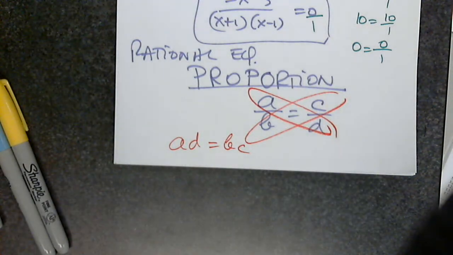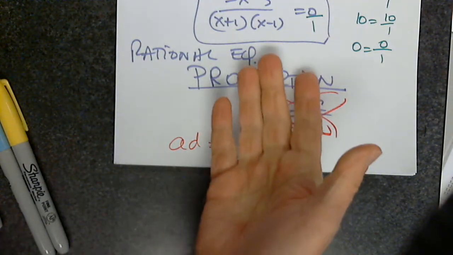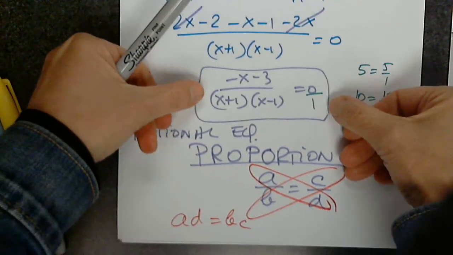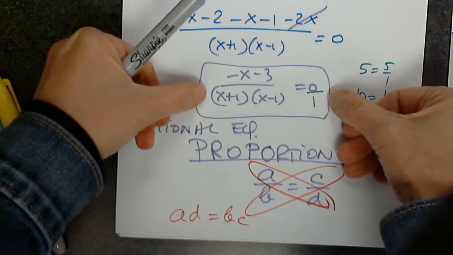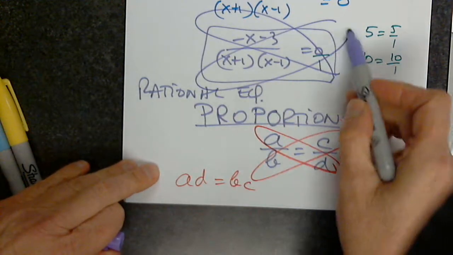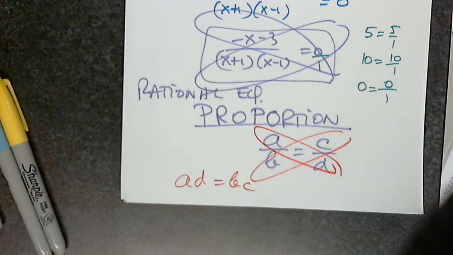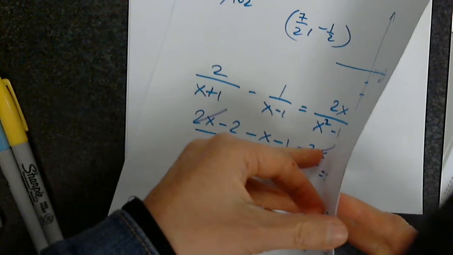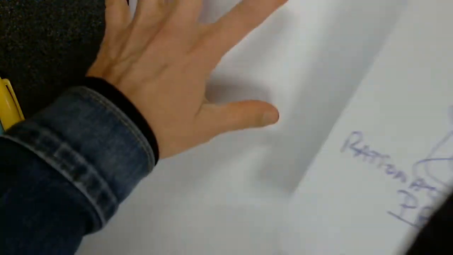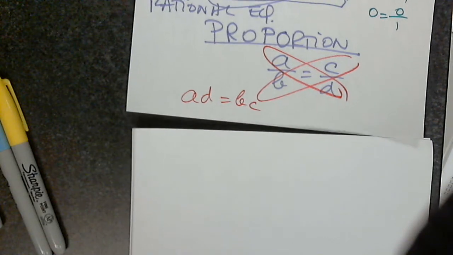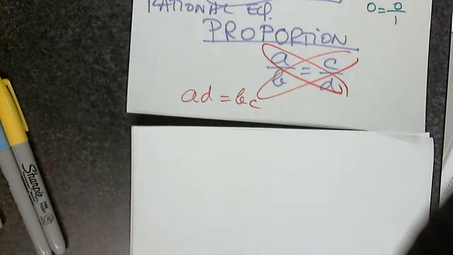So I'm coming back to my problem. I changed the original equation into still a rational equation, but that is a proportion. And now I would like you to tell me what you get when you cross multiply. Now I can do this because I changed it into a proportion. So, can anyone dictate the next step?